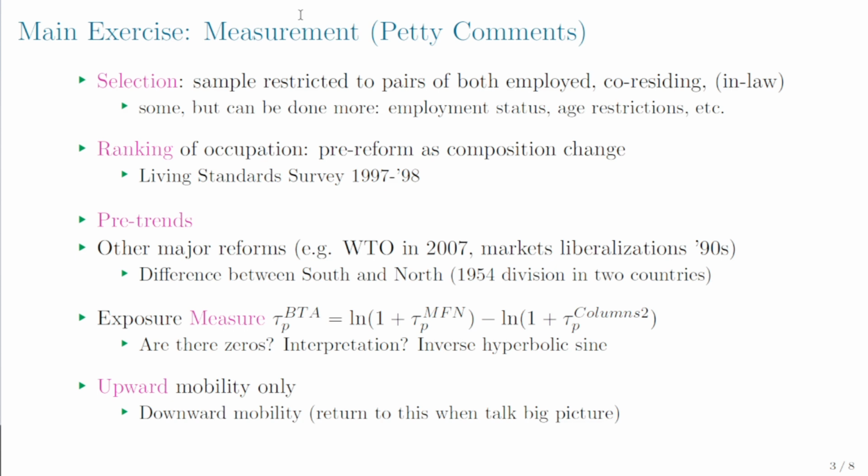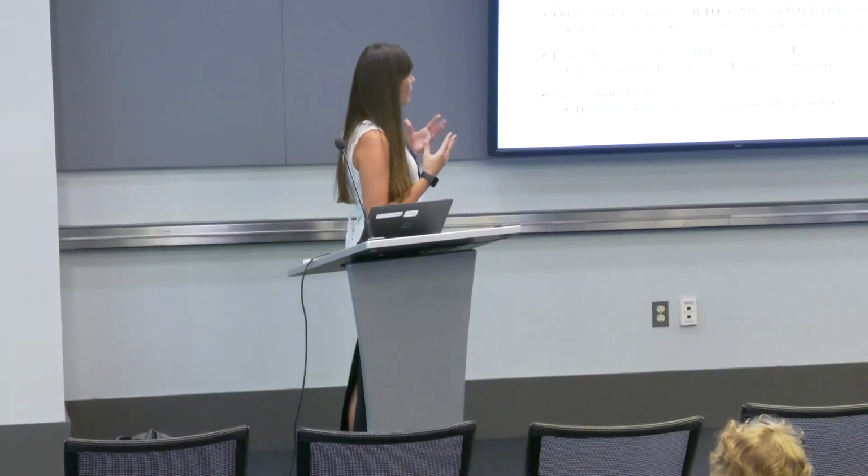Finally, these are very simple comments. There is a certain way they compute the exposure measure, and it wasn't very obvious why it's log of 1 plus the tariff. And finally, the paper focuses only on upward mobility. I was wondering what's going on if we also compute effects on downward mobility, and I'm going to return to this comment a little later when I talk about the big picture.